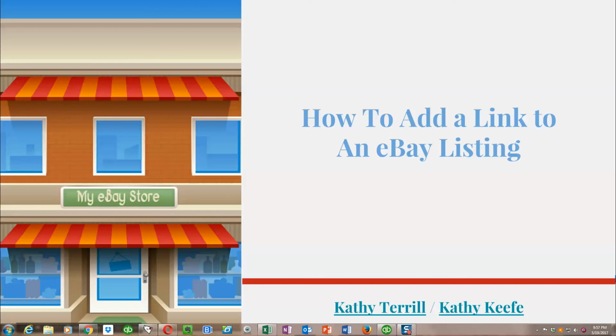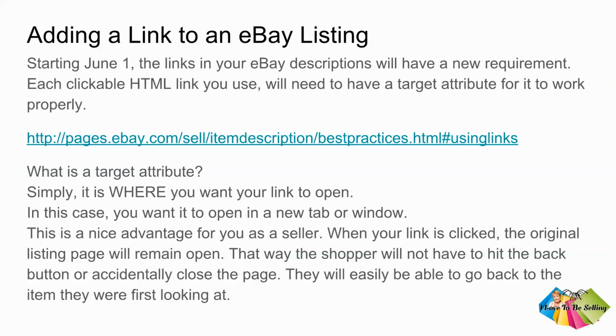Kathy Keefe and I have put together this presentation to help you learn how to add a link to an eBay listing. First, what you need to understand is that starting June 1st of 2017, the links in your eBay descriptions are going to have a new requirement. Each clickable HTML link that you choose to use in your eBay listing will need to have a target attribute for the link to work properly. And this is a link to the page explaining all of this for you.